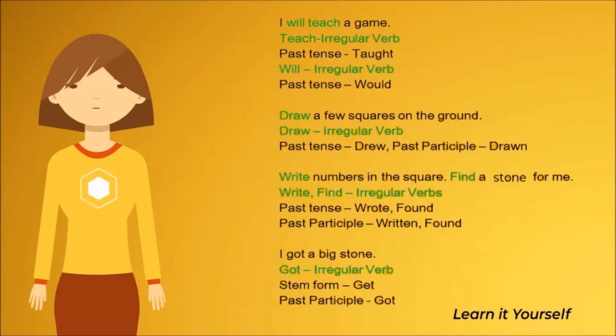I got a big stone. Got is an irregular verb. It is already in the past tense form. So the stem form is get, and the past participle is got.